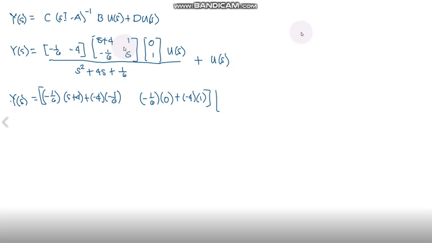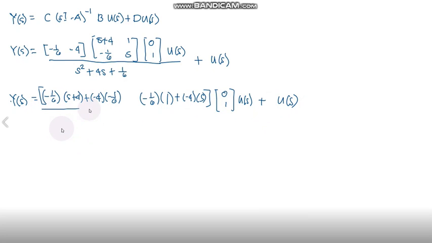negative 4 times negative 1 over 6 times 1 plus negative 4 times s. Yes, so let's put in the correction. Okay? And that's it. So the product of this times this is this. Then we just copy first the 0 and 1 here, the U(s). So we copy everything.